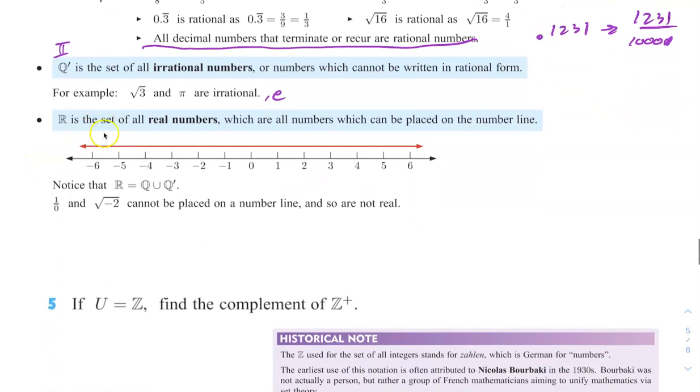Then R is the set of all real numbers. So any number you can think of right now that's not imaginary is in R. So that's a real number. And basically R is if you put the rational and irrational together, you get R.